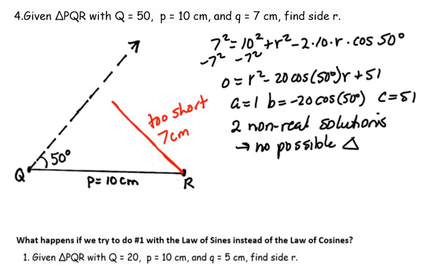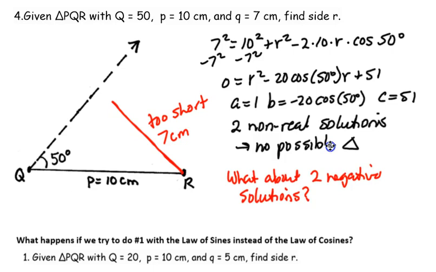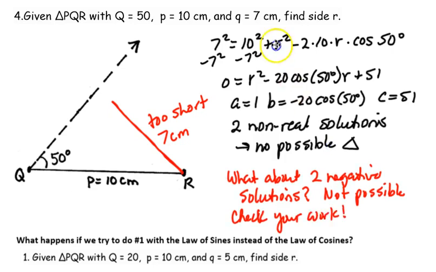Now you might ask, there's one other situation. What if we get two negative solutions? It turns out if you get two negative solutions, you better check your work because you did something wrong. That is not possible in this situation using the law of cosines and the quadratic formula. Check your work. Okay, you did something wrong.